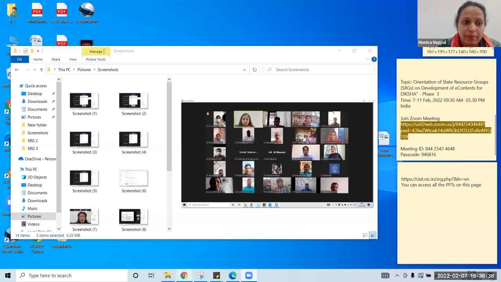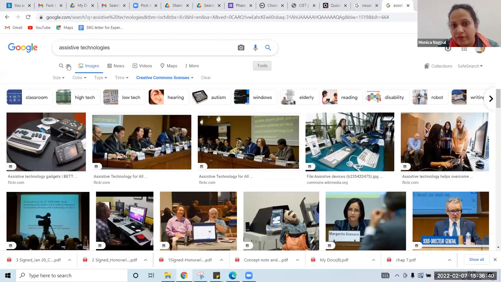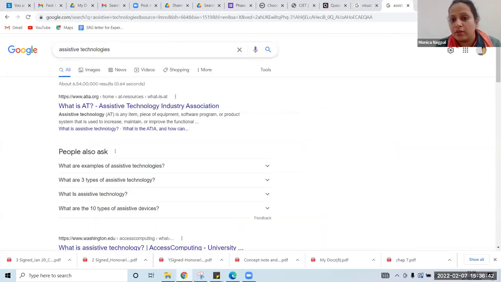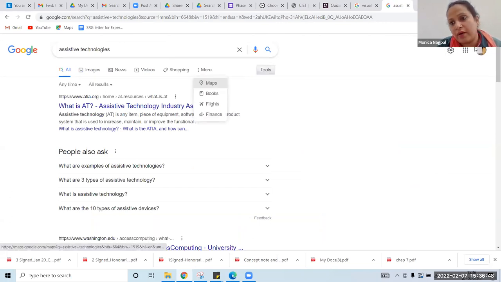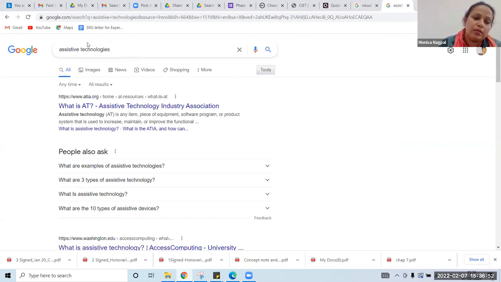Okay, right. I'll show you again. As I went on Google, again I'm searching for something, for example, assistive technologies. Then I can see an advanced search button here. I can look for the advanced search button. Just a second, I'll search for it.